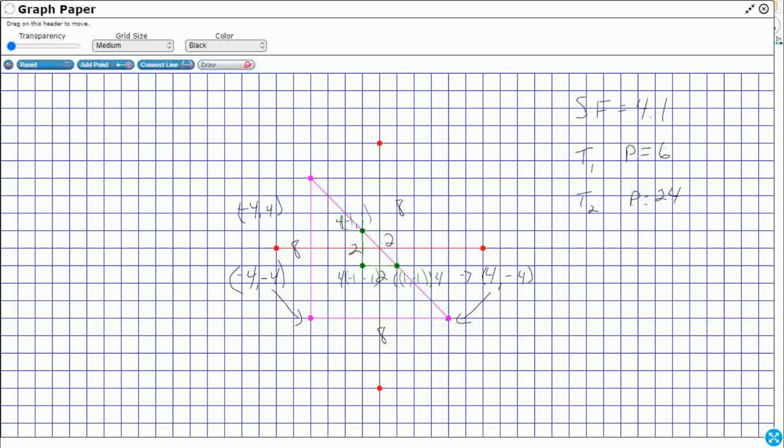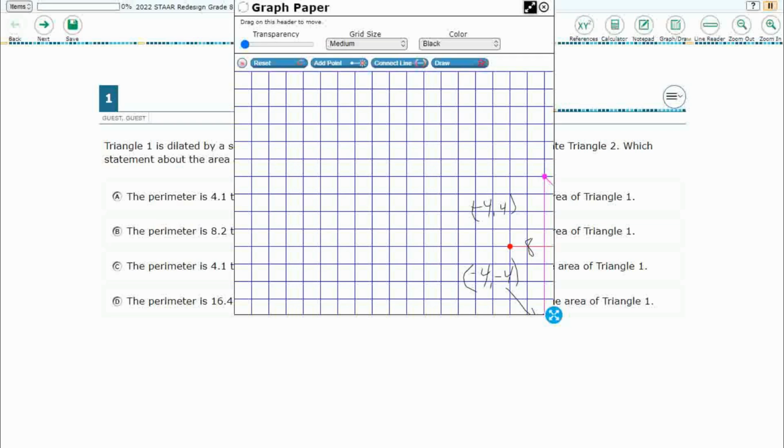Well, you see the scale factor right there. So what happens with the perimeter when you are using a scale factor? It is a linear progression. That means you just take your perimeter 1, multiply it by the scale factor, and you're going to get your 24. Perimeter is pretty simple like that. So what that means is we're looking at either A or C, because those 2 have the perimeter as 4.1 times. Those are the linear progression.